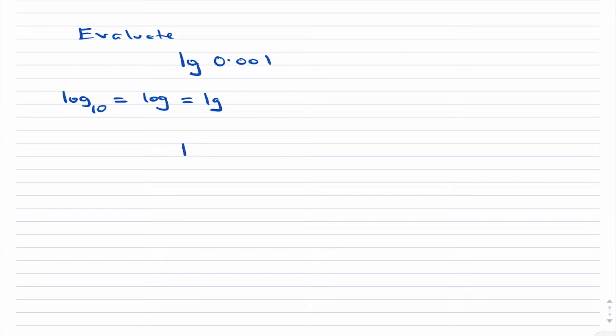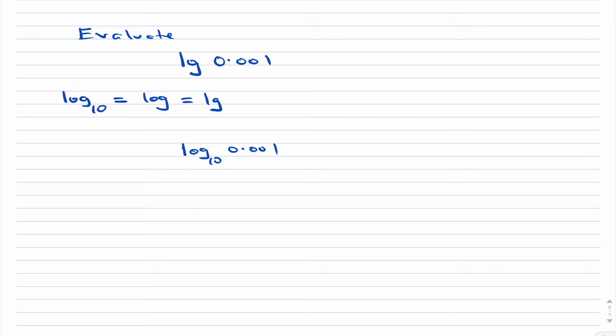Let's try another example. Evaluate log 0.001. Remember that log of base 10 is also written log, which is also equal to LG. They all mean the same thing. So now we can write log of base 10, 0.001.